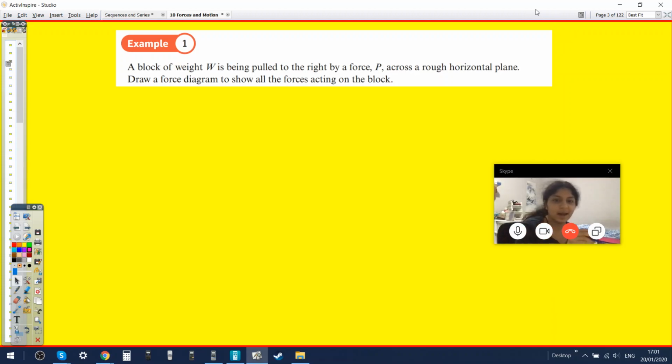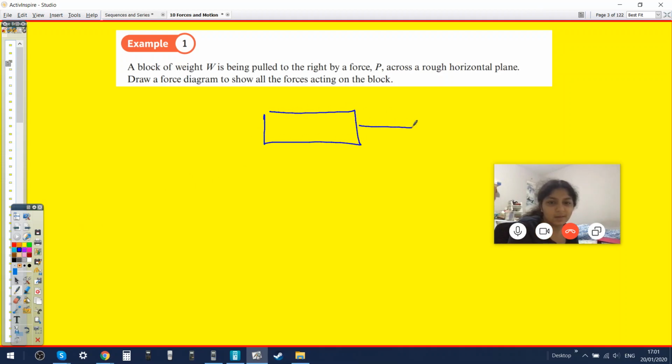Draw an arrow on the right side. That's P. And then you have to draw weight downwards, so that would be W. It's weight W. And then there has to be a reaction force upwards. Yeah, that's it.